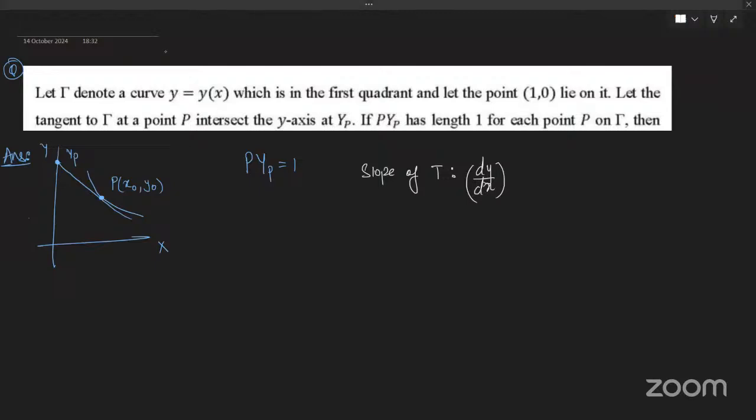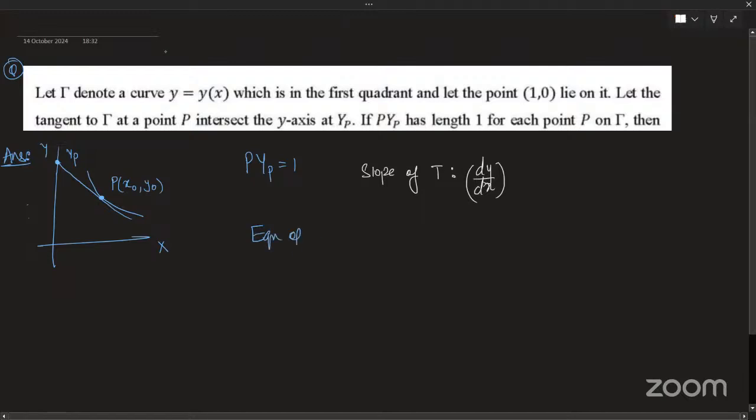I already know a point that lies on this line. The point is x naught comma y naught. So I know the slope of the line is dy by dx, and I know that the point is x naught comma y naught. Can I write down the equation of tangent? Bhavna, Gayatri, can you tell me? I know the point is x naught comma y naught, and the slope of tangent is dy by dx. So what will be the equation of tangent?